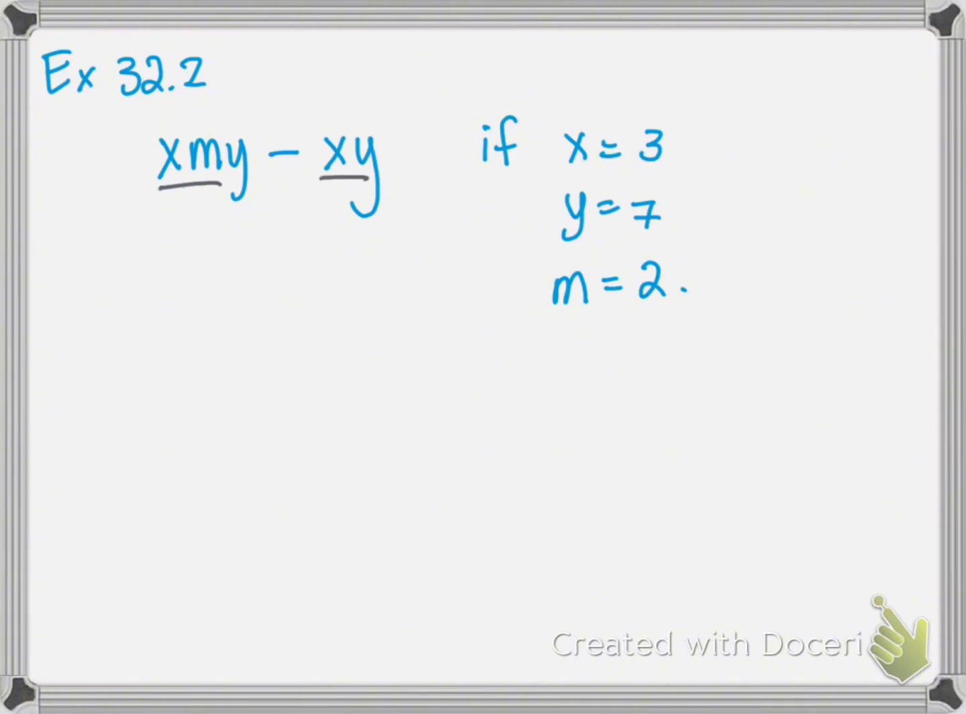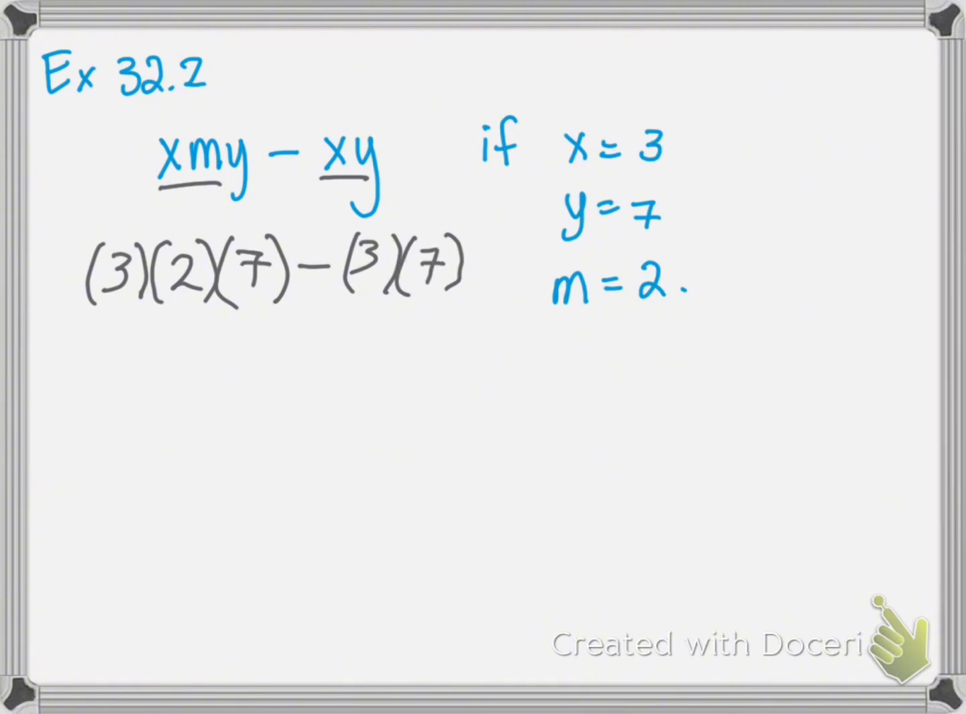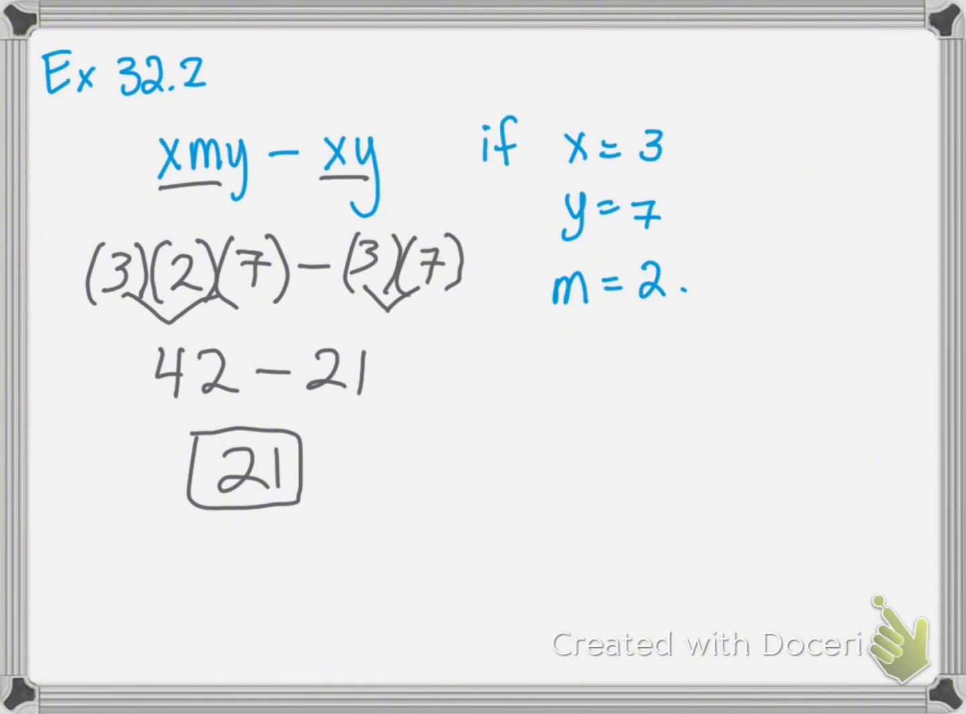and then a subtraction. We're going to change every letter for a parenthesis so that we can do the substitution. So where the x's are, we're going to put a 3. The m is a 2, and then the y's are 7. Then we multiply these 3 and these 2, and that's going to be 6 times 7, 42, minus 3 times 7, which is 21. And when I subtract that, I get 21. And that's it. So very simple.